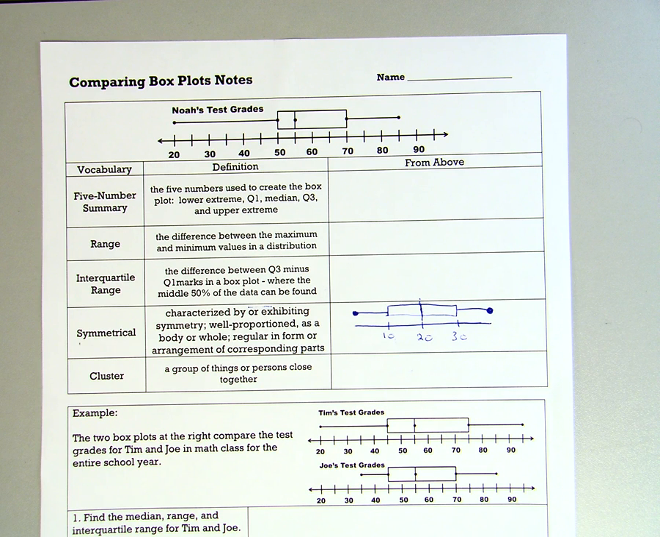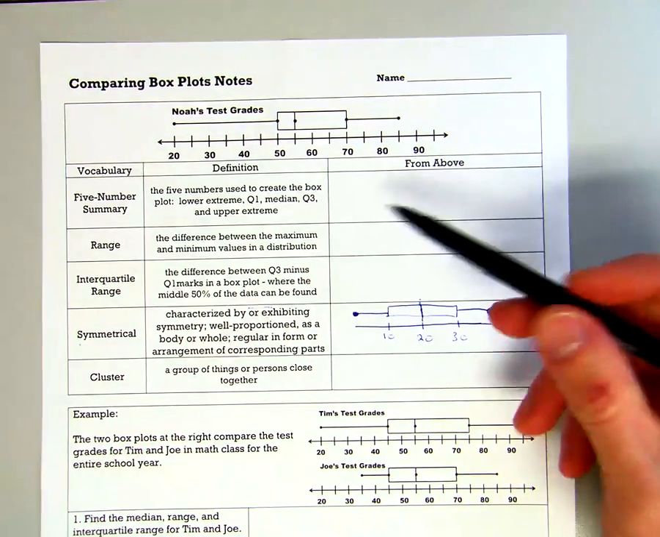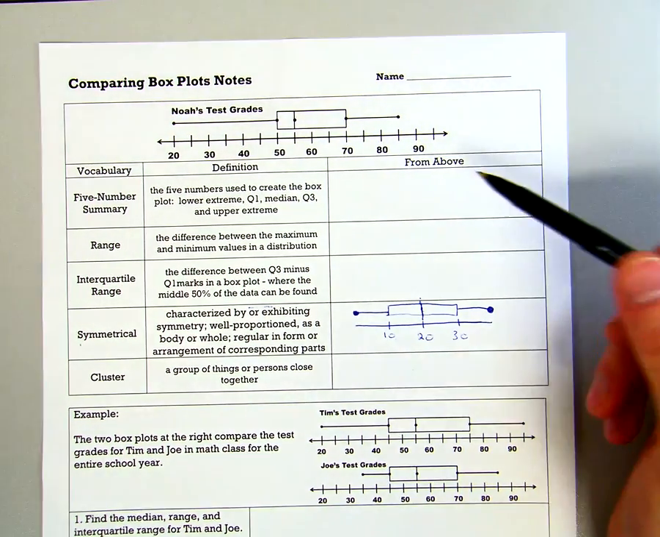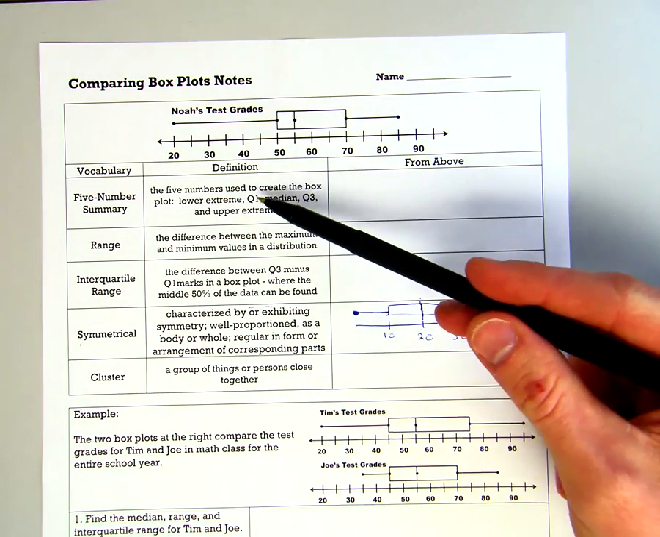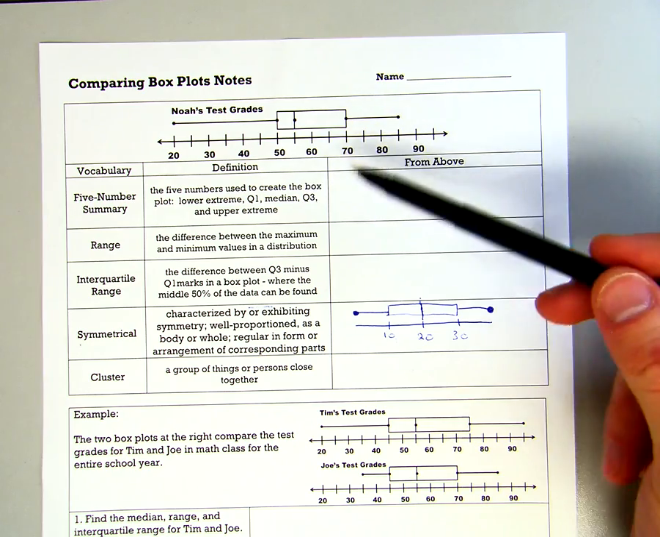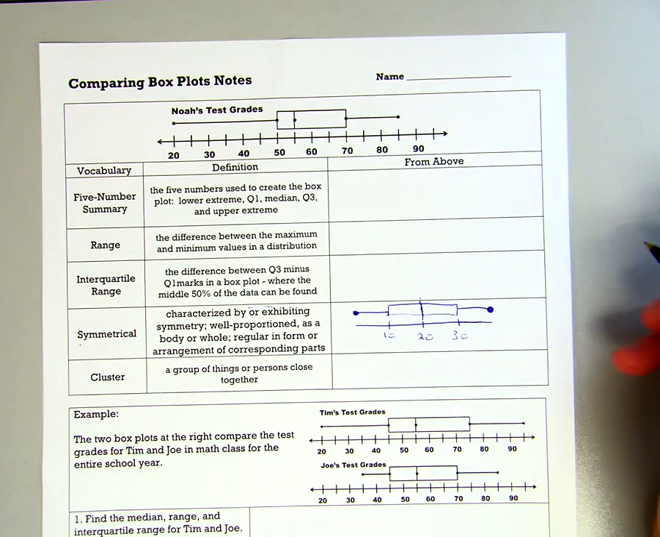Alright, so today's lesson is on comparing box plots. The first thing we're going to do is look at one single box plot to review some of the terms that go along with it. Our first one is our 5-number summary, the 5 numbers used to create the box plot. We have our lower extreme, quartile number 1, the median, quartile number 3, and then our upper extreme.